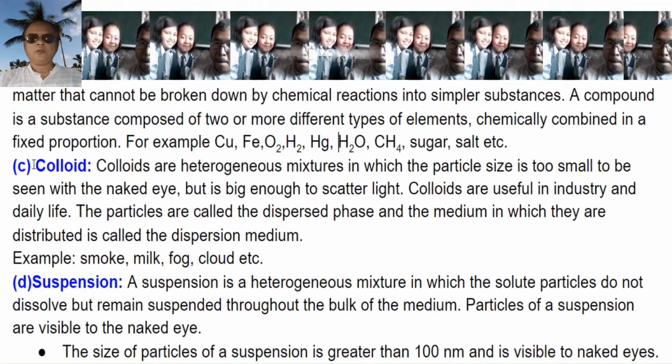Now we will define colloid. Colloids are homogeneous mixtures in which the particle size is too small to be seen with the naked eyes but is big enough to scatter light. Colloids are useful in industries and daily life. The particles are called the dispersed phase and the medium in which they are distributed is called the dispersion medium. Example: smoke, milk, fog, cloud, etc.